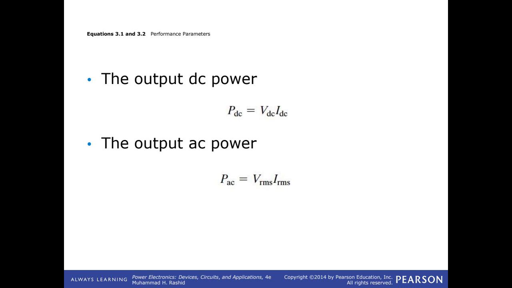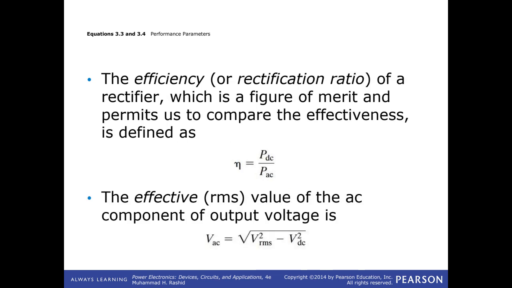Keep this in mind, don't forget. Now, what is the efficiency or rectification ratio of a rectifier? It is a figure of merit, how effective your rectification is. DC component over AC component is efficiency. So the AC component here is equal to VRMS squared.